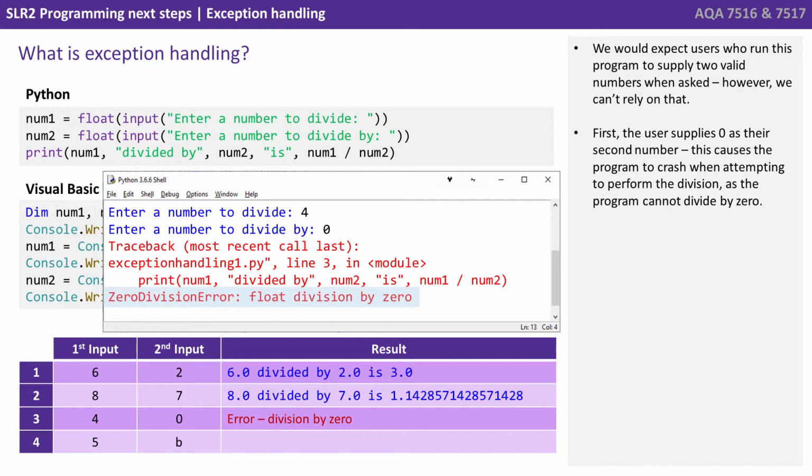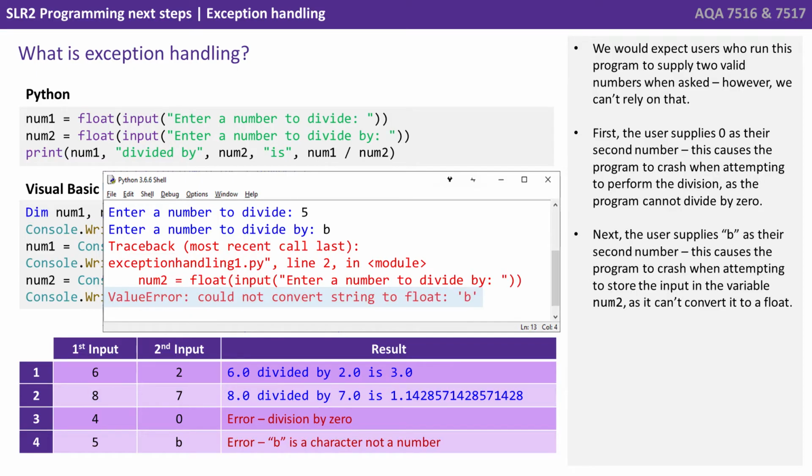So in our first example here, the user now supplies 0 as their second input number. This causes the program to crash when attempting to perform the division, as the program cannot divide by 0. Next, the user supplies the character B as their second number. This causes the program to crash when attempting to store the input in the variable num2, as it can't convert it to a float automatically.